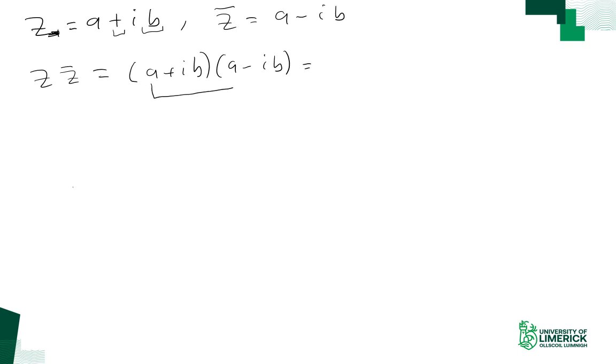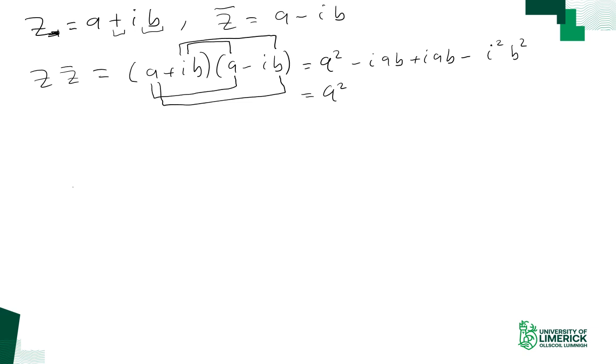To multiply this, we multiply a by a first, which is a square. Then we multiply a and minus ib, which is minus iab. Then we multiply ib times a, which will be plus iab. Then we multiply ib times minus ib, so this is minus i square b square. So here we have a square. Here we have minus iab plus iab, they are opposite of each other, so they cancel each other and it will be 0. Then we have minus i square b square, and we should remember that minus i square is the same as 1. So we'll have a square plus b square.